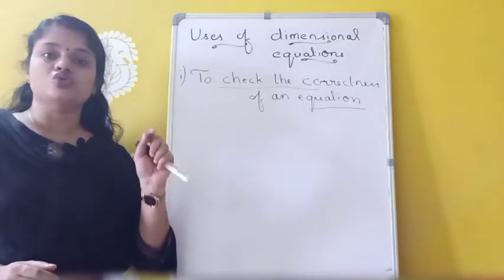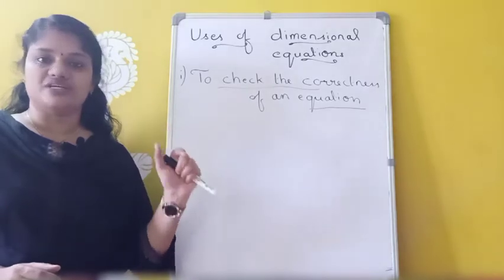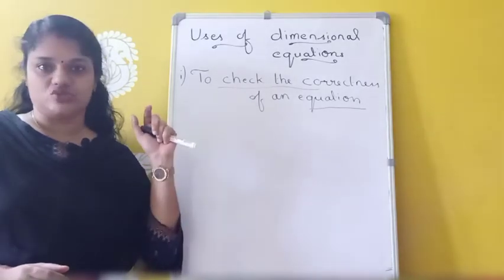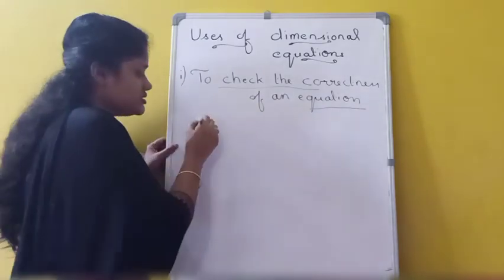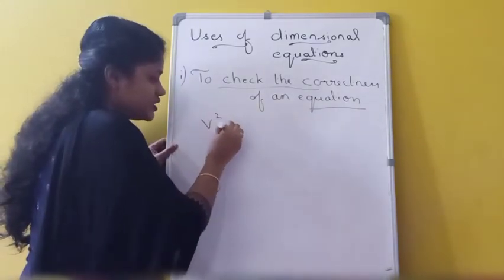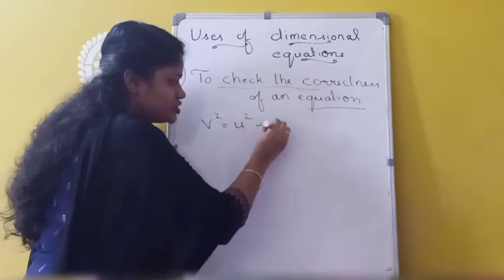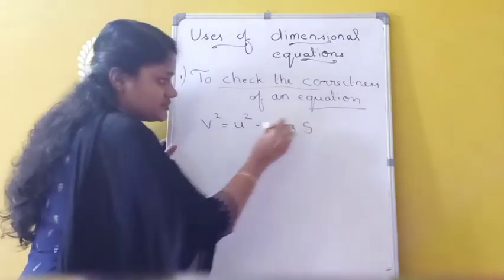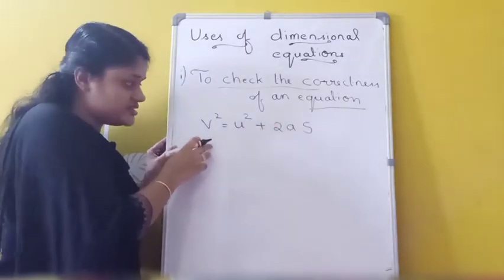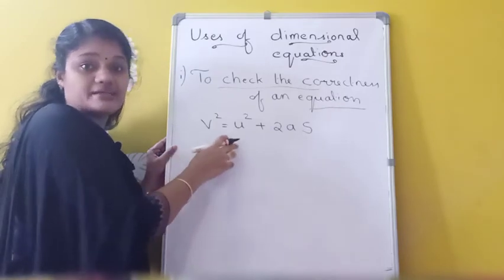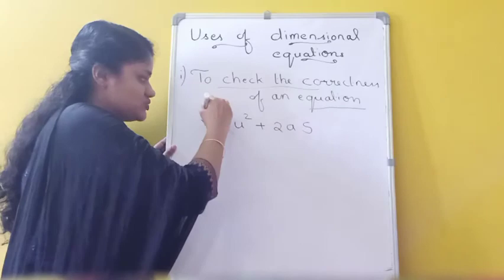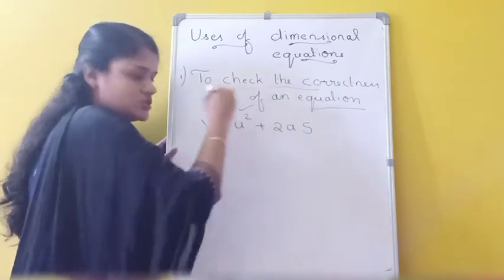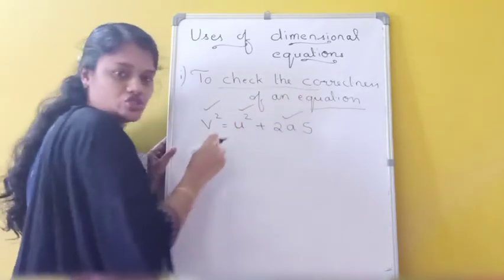If we want to check the correctness of an equation, we can use which one? Dimensions. For example, take the equation v square equals u square plus 2as, and we want to check whether this equation is dimensionally correct or not. For that we have three terms: the first one is v square, the second is u square, and the third is 2as.